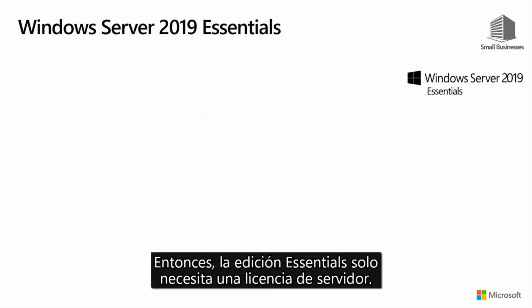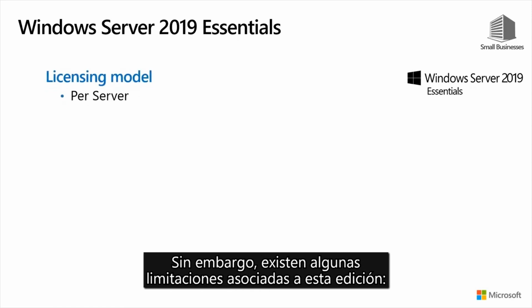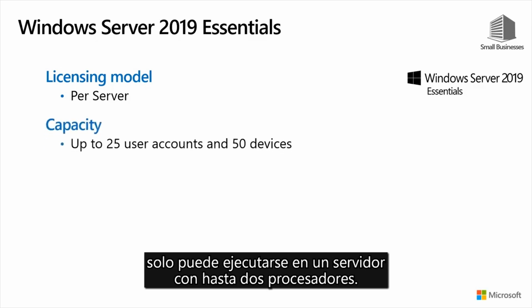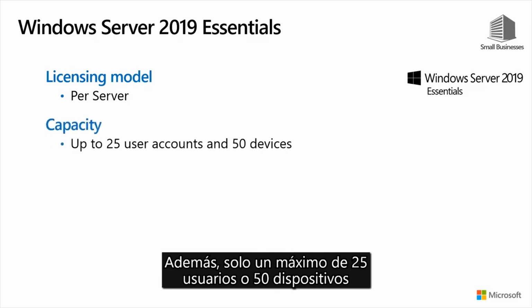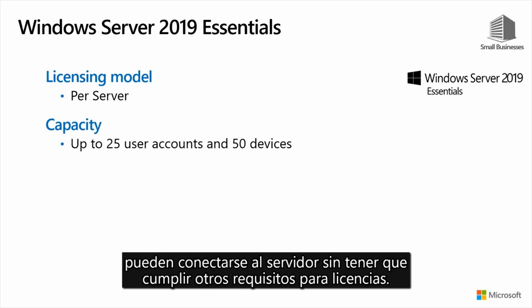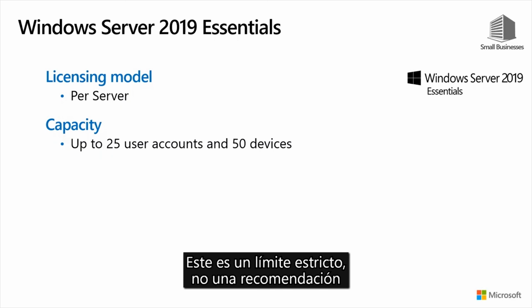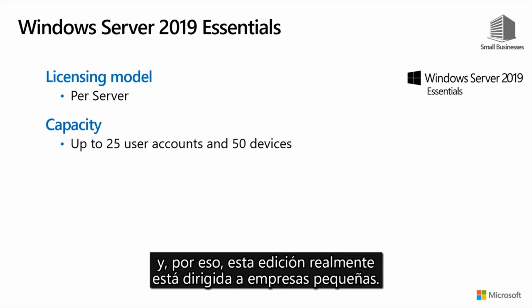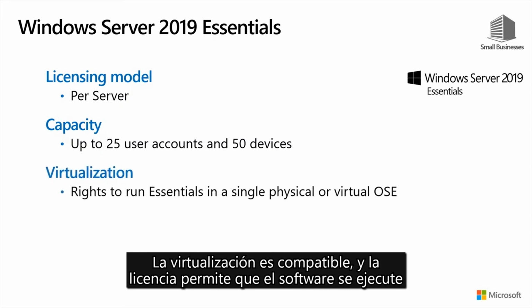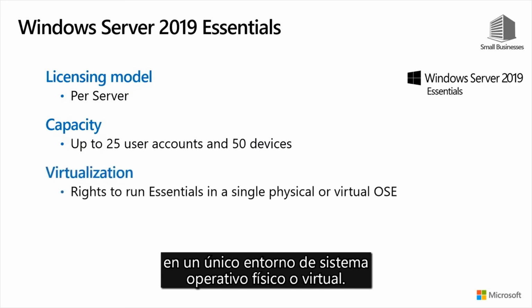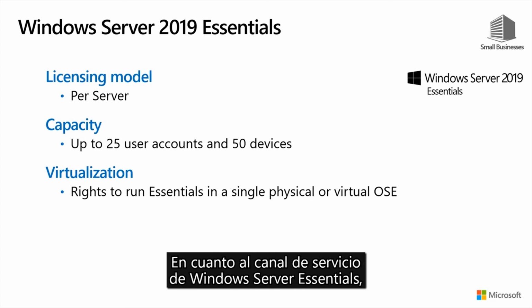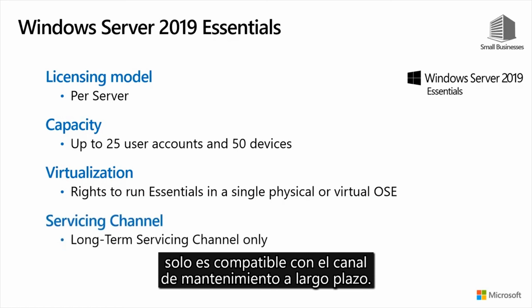So the Essentials Edition just requires a server license. However, there are a couple of restrictions associated with this edition. It's limited to run on a server with up to 2 processors, and then up to 25 users or 50 devices may connect to the server with no further licensing requirements. Note that this is a hard limit rather than a recommendation, and so this edition really is aimed at a small business. Virtualization is supported, and the license allows the software to run in a single physical or virtual operating system environment. And in terms of the servicing channel for Windows Server Essentials, it's supported by the long-term servicing channel only.